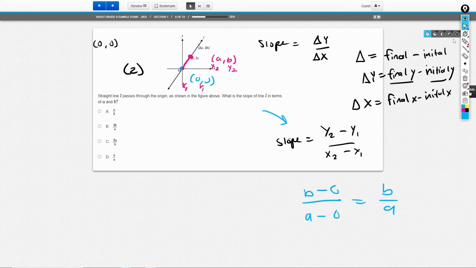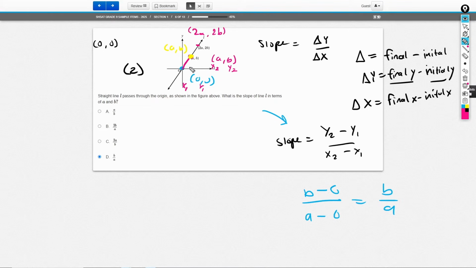You could have also done the same thing with a different point, right? You could have done the same thing choosing a, b as your first point, and then 2a, 2b as your second point, right?